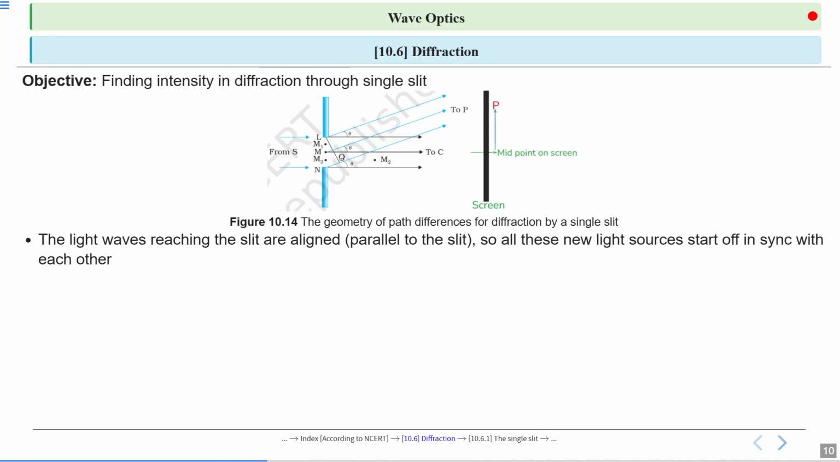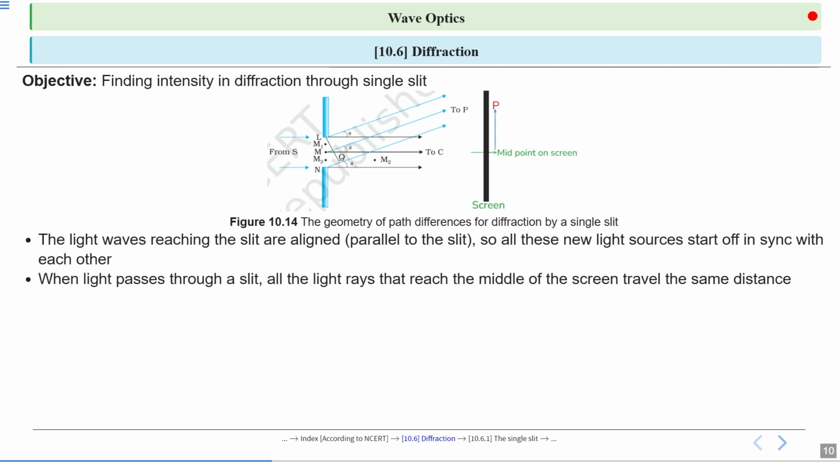Let's examine what happens when light waves reach the slit. These waves are aligned and in sync, meaning they start off together. This synchronization is important because it sets the stage for how the light will interact as it passes through the slit. Notice how, when light passes through the slit, all the rays that reach the middle of the screen travel the same distance. So all the secondary wavelets originating from the different sections of the slit will reach the midpoint of the screen at the same time.